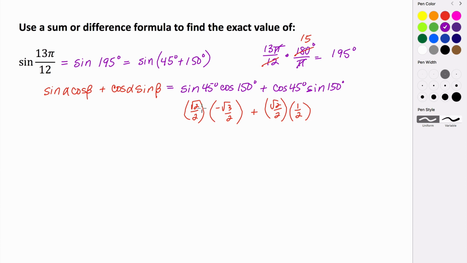So just take this product. Root 2 times negative root 3 is negative square root 6. 2 times 2 is 4. So we have negative square root 6 over 4, plus square root of 2 times 1 is the square root of 2, and then 2 times 2 is 4. So that's negative square root of 6 plus the square root of 2, all over 4. We could write it either way. Often you'll see them written as a single quotient rather than a sum of two quotients. And that's using the sum formula for the sine.